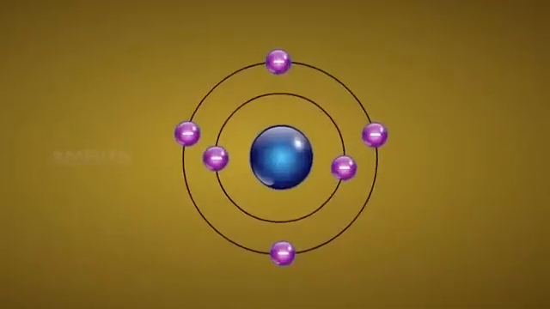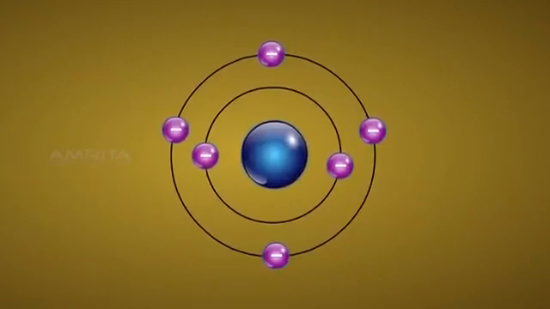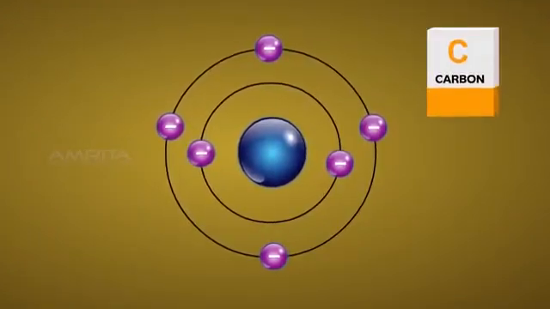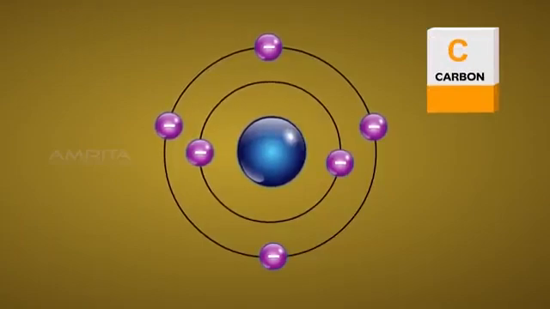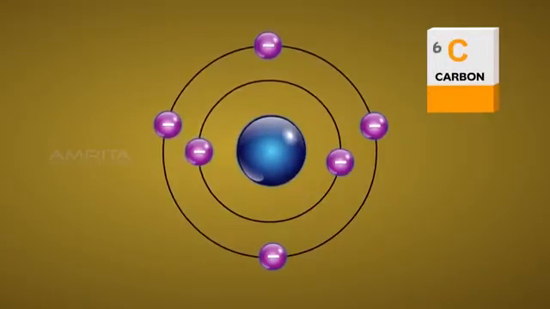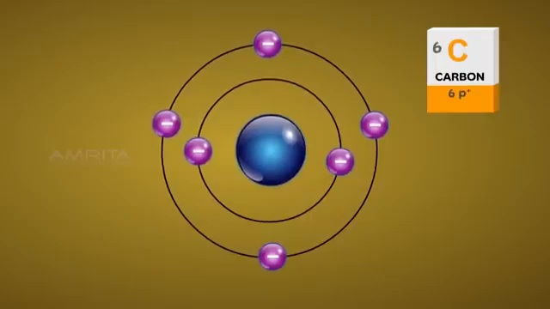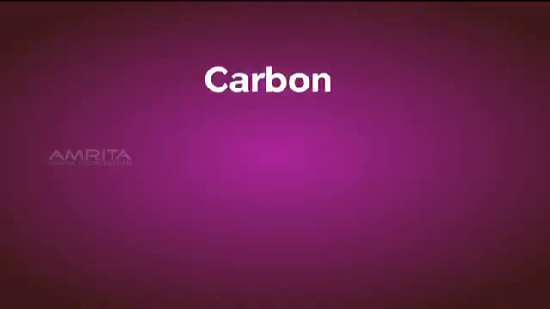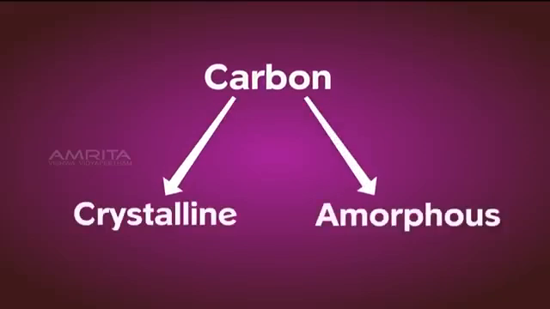Let's now try to have a better understanding of carbon and its compounds. Carbon is represented by the symbol C. Its atomic number is 6, that is, it contains 6 protons and 6 electrons. Carbon exists in two forms, crystalline and amorphous.